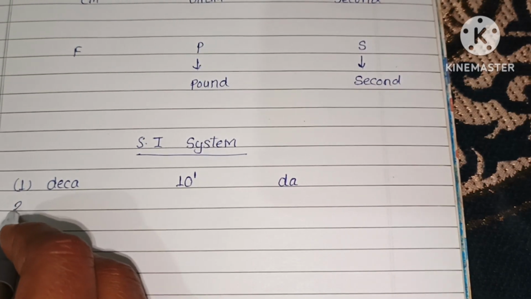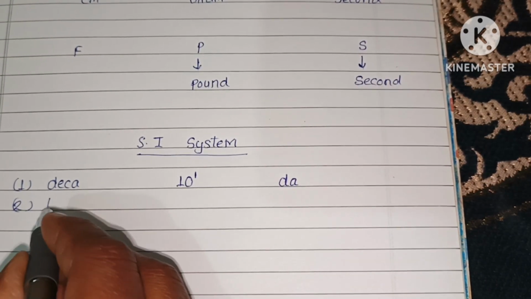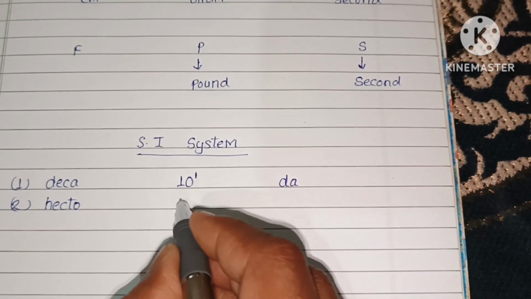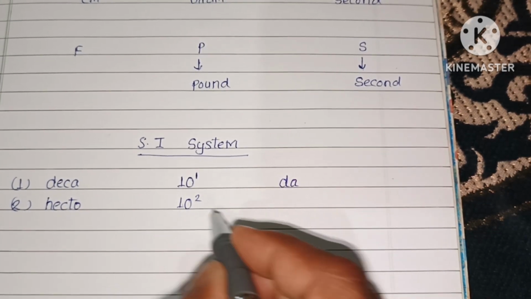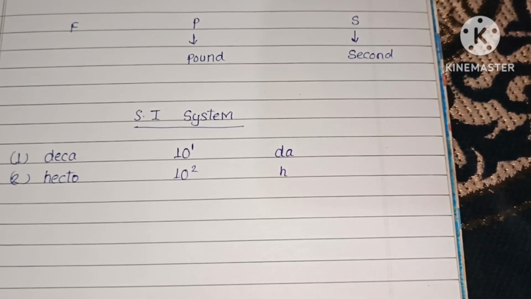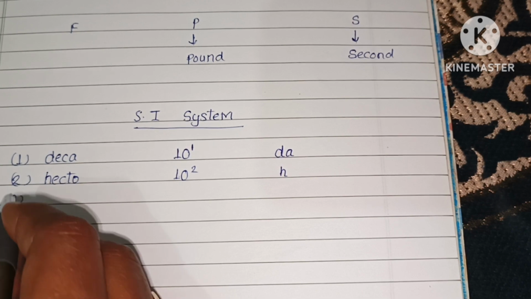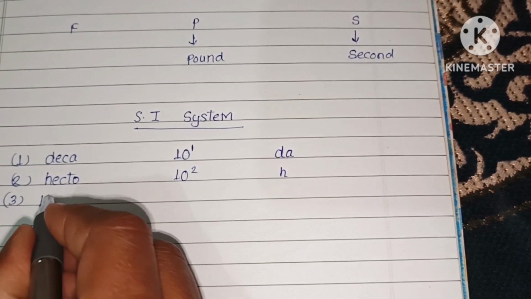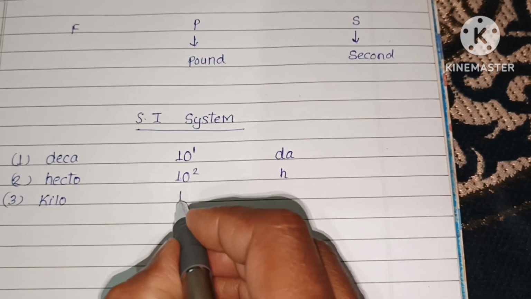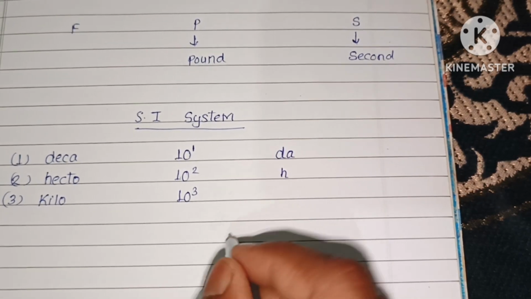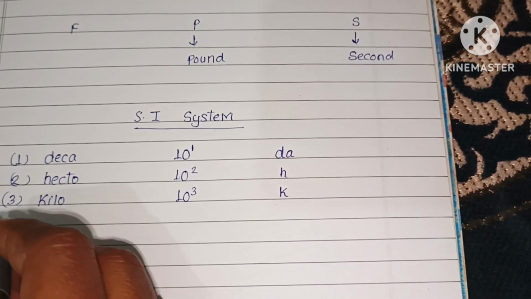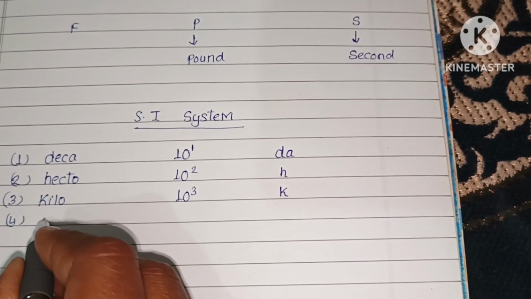If we talk about hecto, that is 10 to the power 2, and the symbol is H. Okay, now third, kilo, that is 10 to the power 3, represented by K. Okay, now fourth is mega.